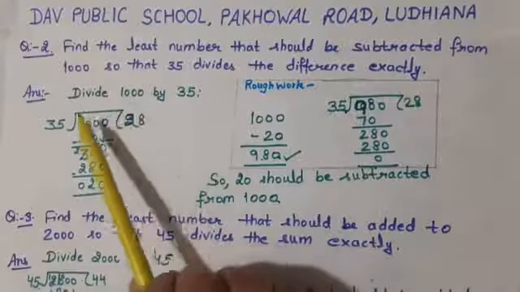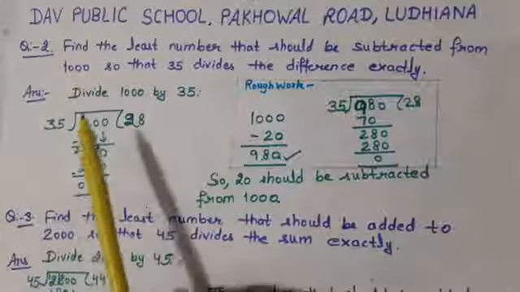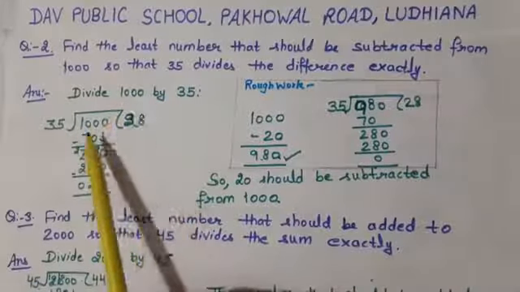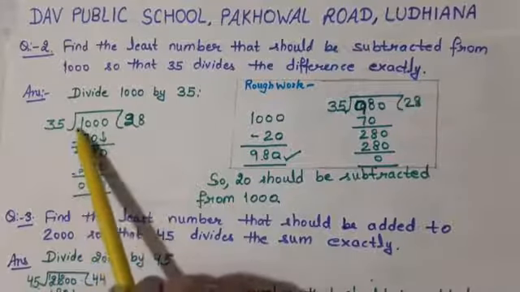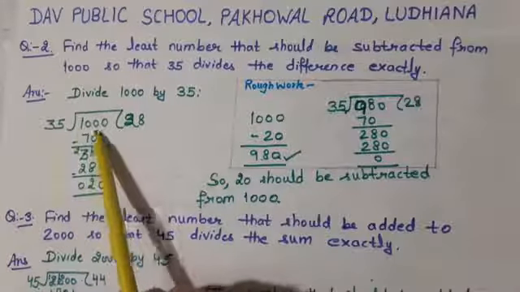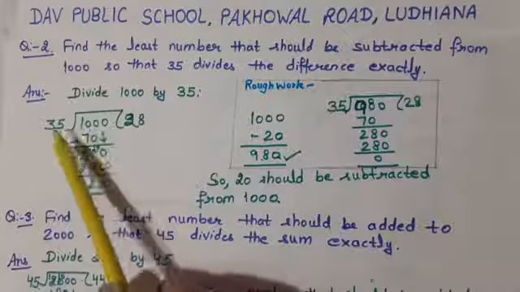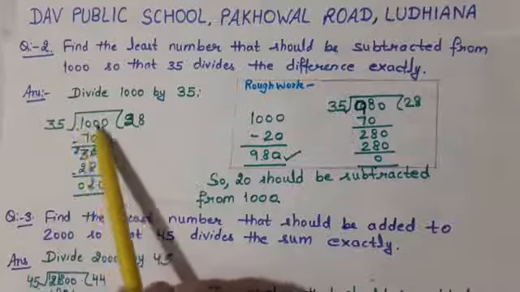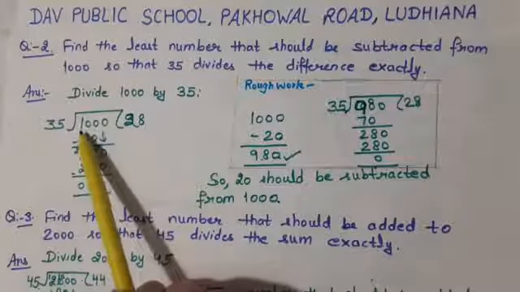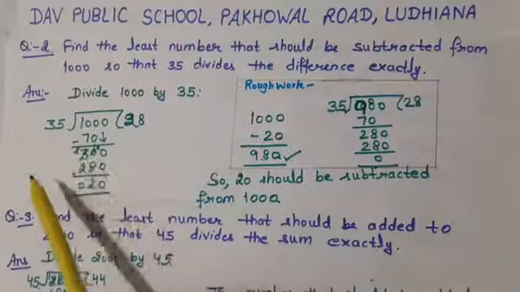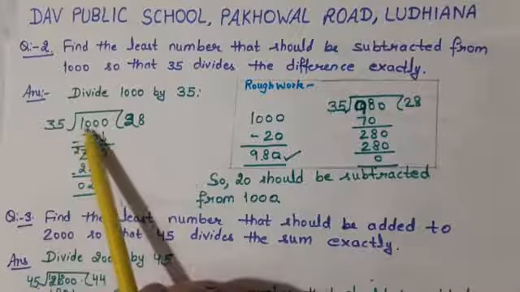First of all, we will divide 1000 by 35. Here 1000 is the dividend, right? And 35 is the divisor. Here we will take first 100, right? Because if we take 10 and 10 is less than 35, so we will take 3 digits, 100. Now we check on which table it will come, right? We want here 100.